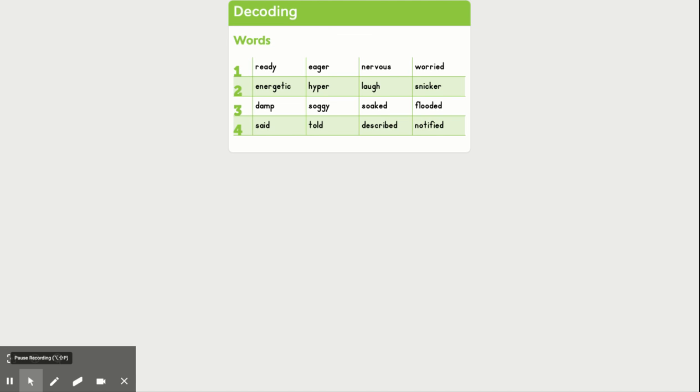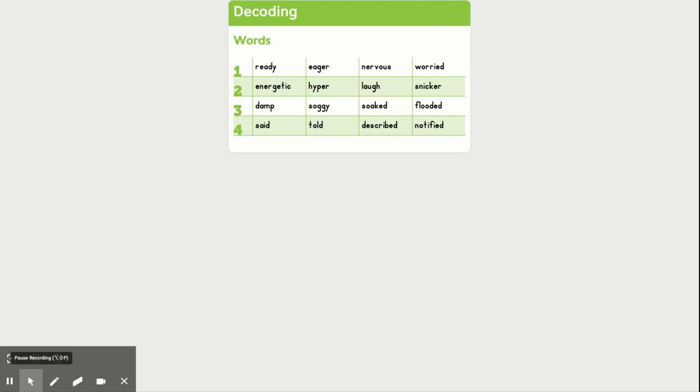Okay, friends, we're almost done with our decoding. We're going to work on lines 3 and 4. These are a little bit different than the first two lines because the first two lines had word pairs. Lines 3 and 4 each talk about one general idea, and then the words have different shades of meaning. So we're going to use our syllable practice to sound out the words, and then we'll talk about the meaning of the words and the shades of meaning.